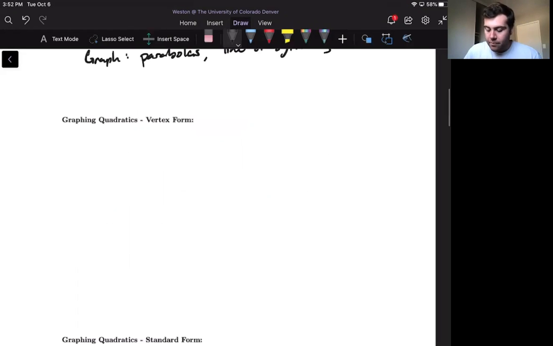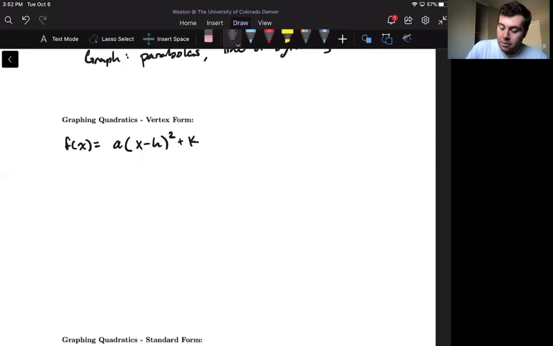So the first form we're going to talk about is vertex form. Vertex form is when a polynomial has the form f of x equals a times (x minus h) squared plus k. And these are very easy to graph through our graph transformations.